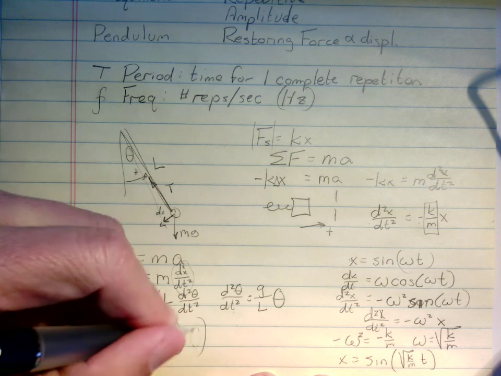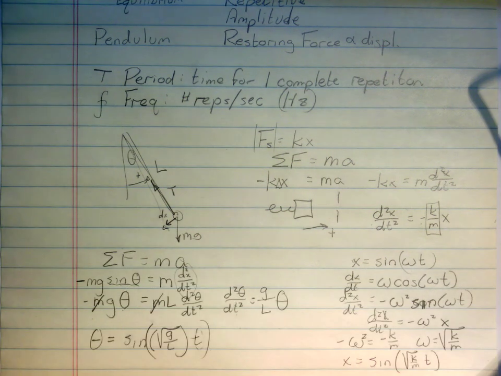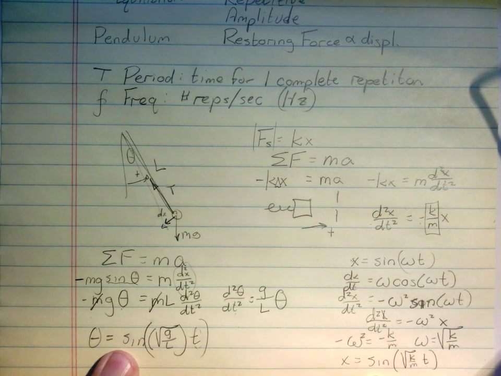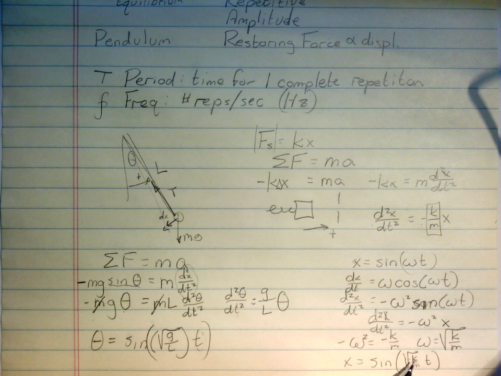Okay. So what we've got is two expressions here. We've got theta for a pendulum, we've got x for a spring and mass. And x is equal to sine of the square root of k over m times t. We can plug in and find out at any time t where this thing would be. Same thing here if we know g and L. It only depends on k and m.